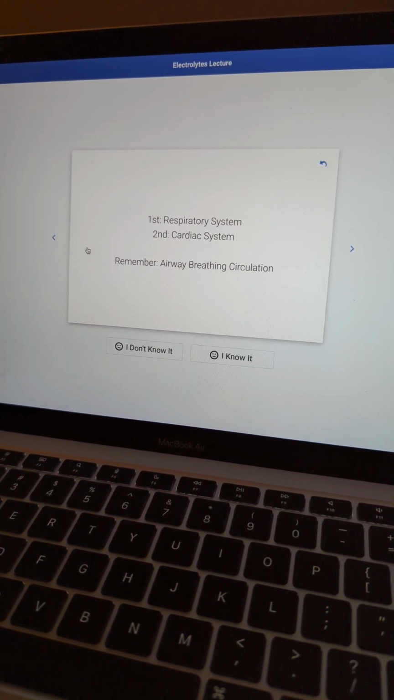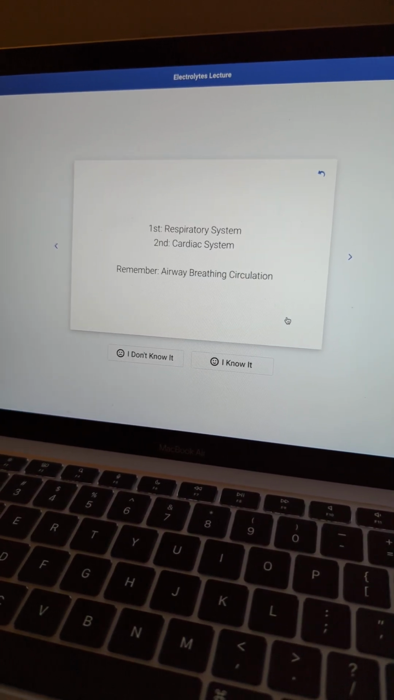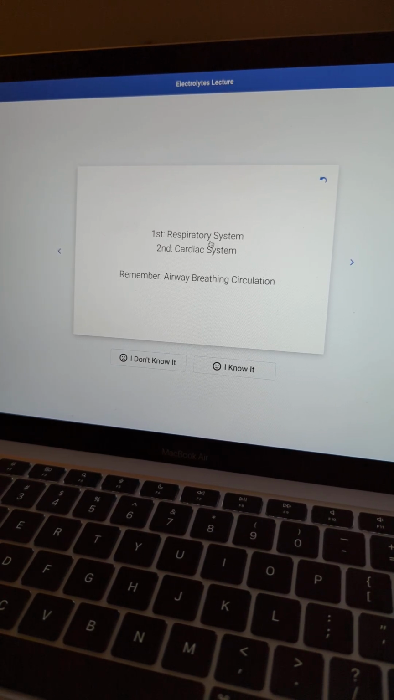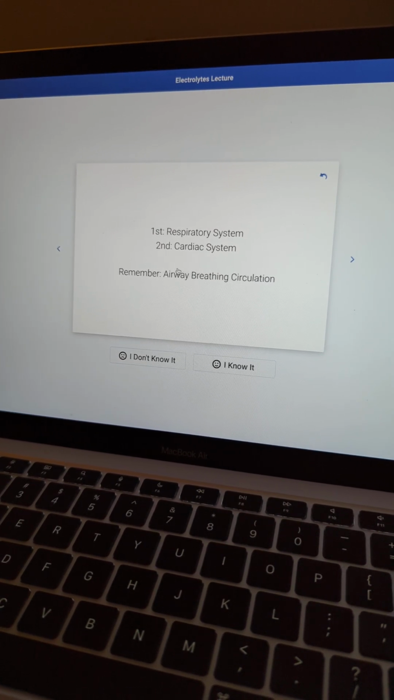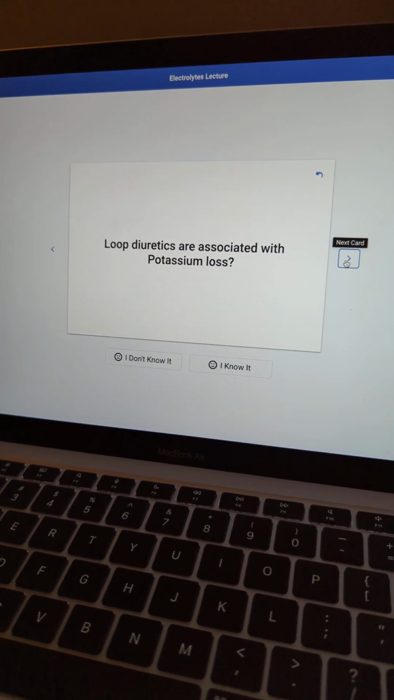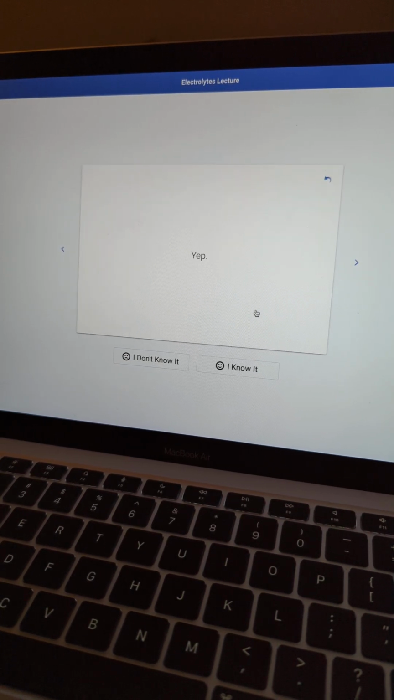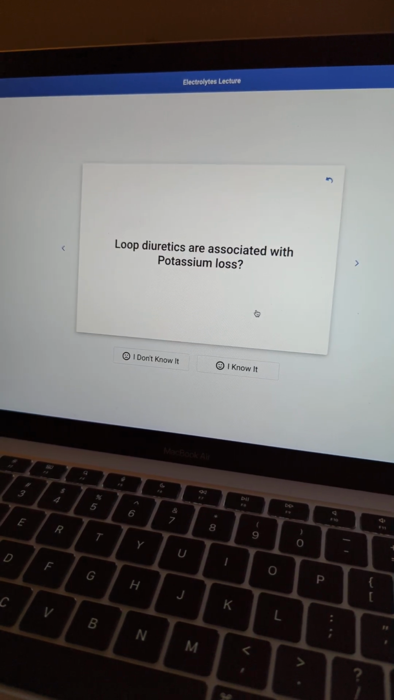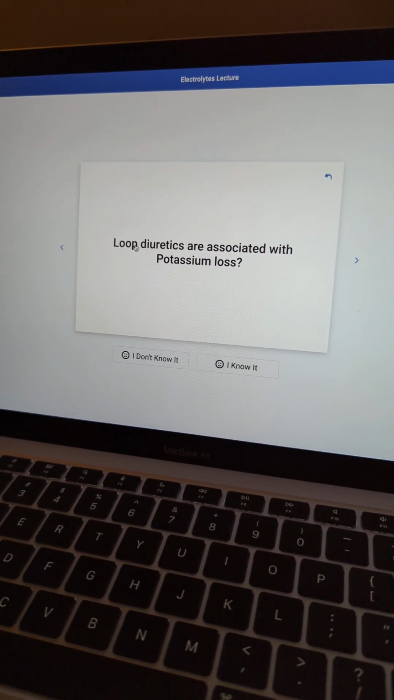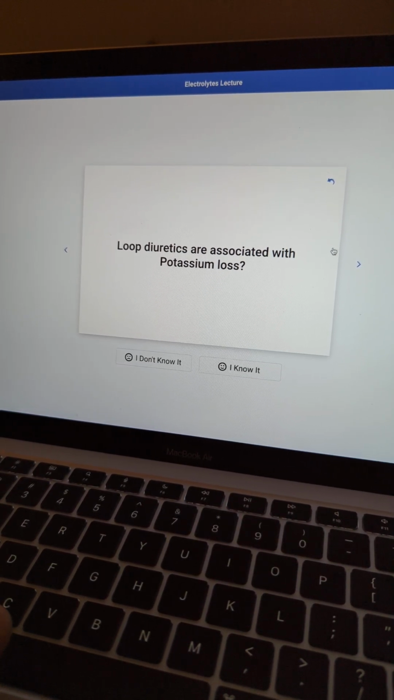I know we go over potassium and its effects on the cardiac system so much, but I wouldn't be surprised if something tricky is on the exam about this. So I know what I'm going to prioritize. Loop diuretics are associated with potassium loss. Yes, loops, potassium loss. And also, they have the lowest sodium loss.